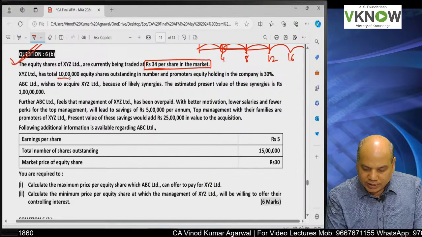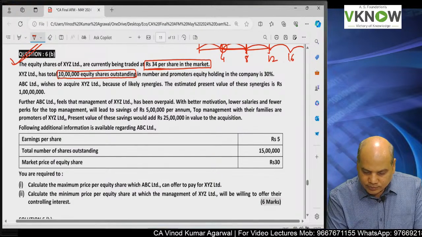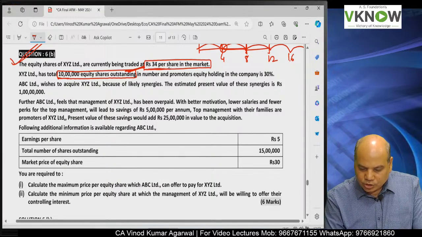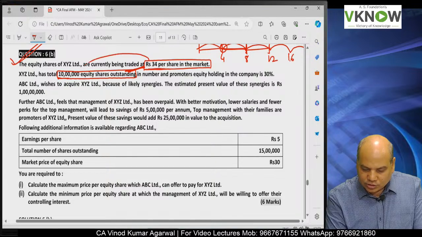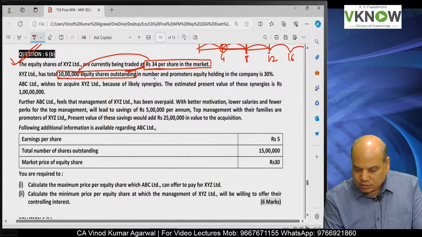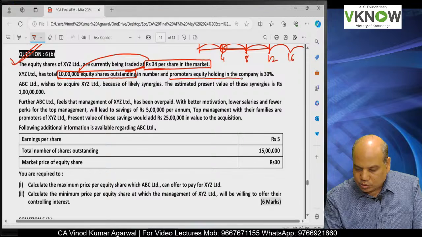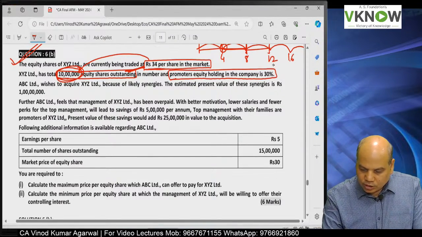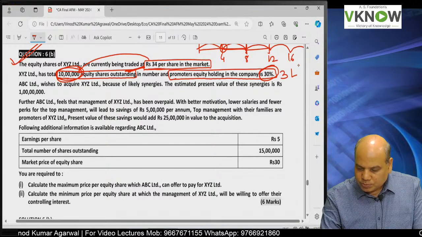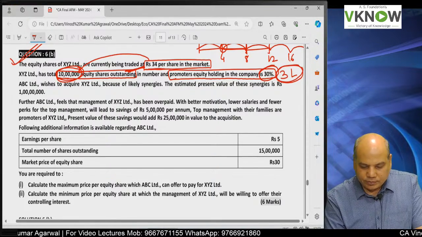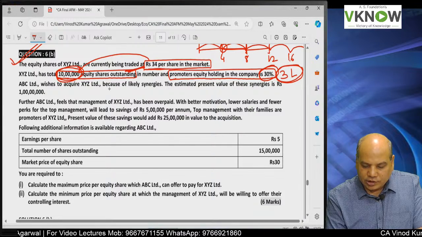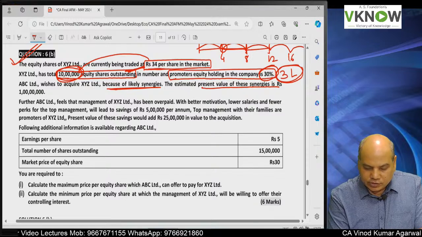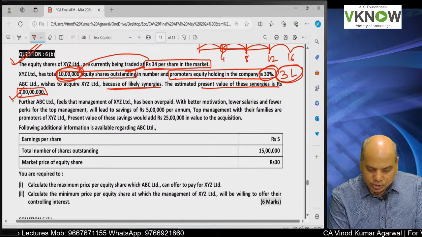XYZ has a total of 10 lakh equity shares outstanding. This is the number of shares, and the price per share. You can compute the market capitalization of XYZ, and the promoters' equity holding in the company is 30%. 10 lakh into 30% means promoters are holding 3 lakh shares. ABC wishes to acquire XYZ because of likely synergies. Estimated PV of this synergy is 1 crore. So the important number is 1 crore.